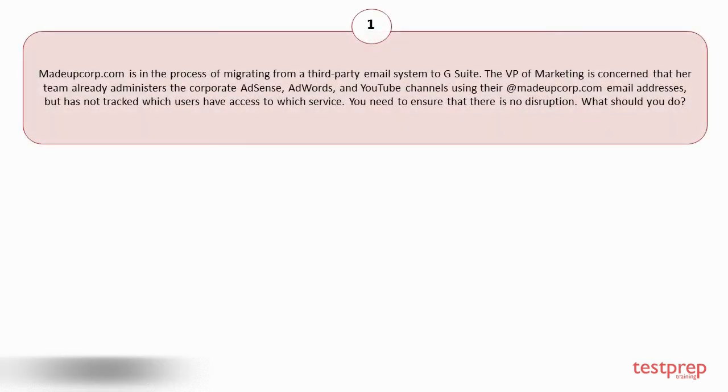MedeaCorp.com is in the process of migrating from a third-party email system to G Suite. The VP of Marketing is concerned that her team already administers the corporate AdSense, AdWords, and YouTube channels using their @MedeaCorp.com email addresses, but has not tracked which users have access to which service. You need to ensure that there is no disruption. What should you do?